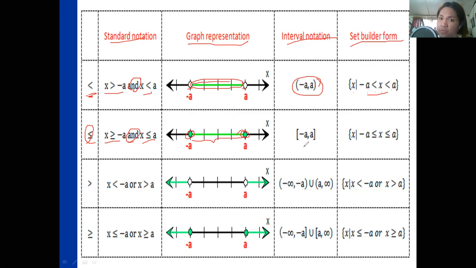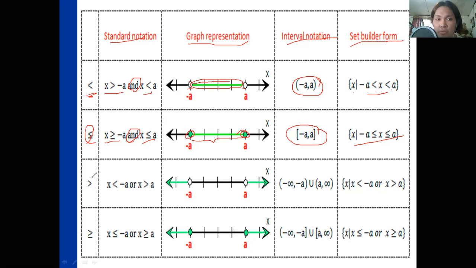So the interval notation for that is we use brackets, negative a and a. And if you want to write it in set builder notation form, then you can have it x such that negative a is less than or equal to x and less than or equal to a.